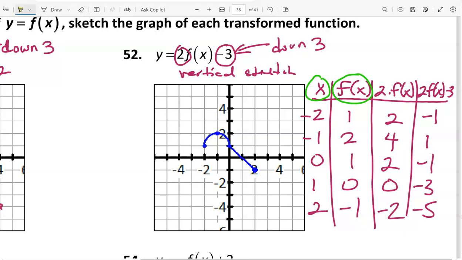Our first and last columns will give you the x and y coordinates of each point in the transformed function. -2, -1, -1, 1, 0, -1, 1, -3, and 2, -5. Connect, and we have the same shape but vertically stretched and also moved down.